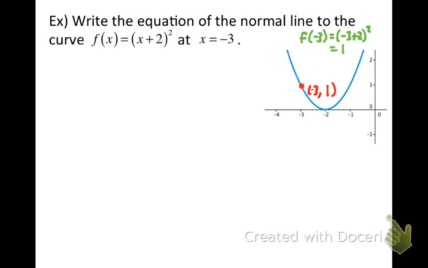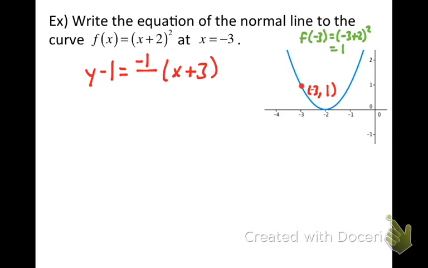And so we already know most of what we need in order to write the equation of this normal line. We already know a point that it goes through. It goes through the point (-3, 1), so we know the equation will be y minus 1 equals something times x plus 3, since that's a negative 3 there. And that something will be simply the gradient, or the slope, of the normal line.